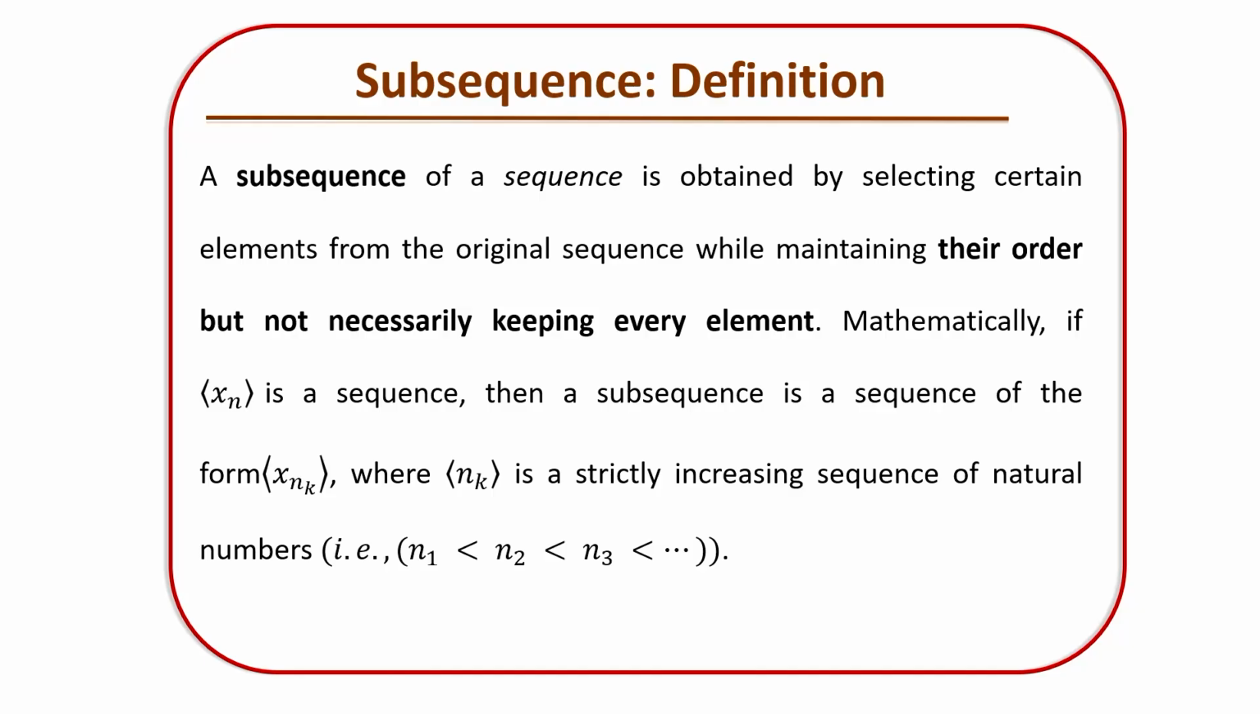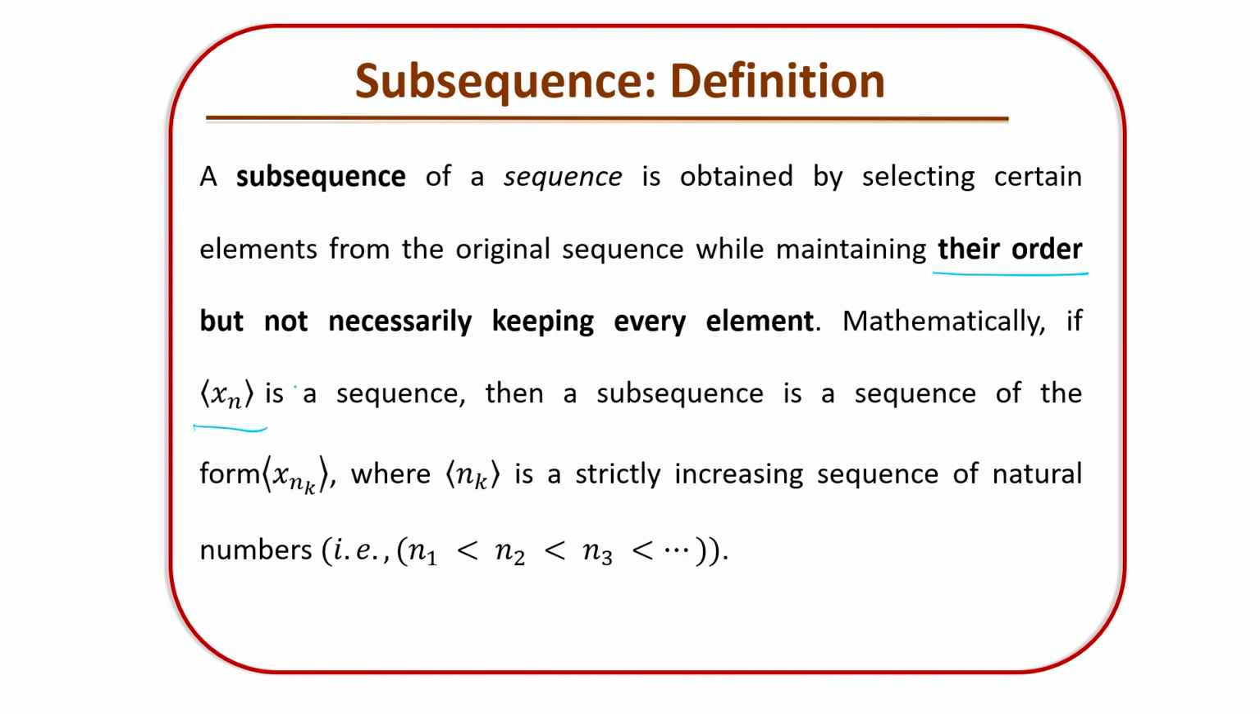A subsequence is an infinite collection from a sequence in which the terms must retain their order. So the main and most influential thing in the definition of a subsequence is the order maintained by its terms. A subsequence of a sequence is obtained by selecting certain elements from the original sequence while maintaining their order, but not necessarily keeping every element.